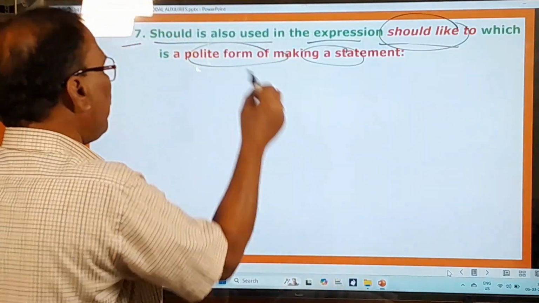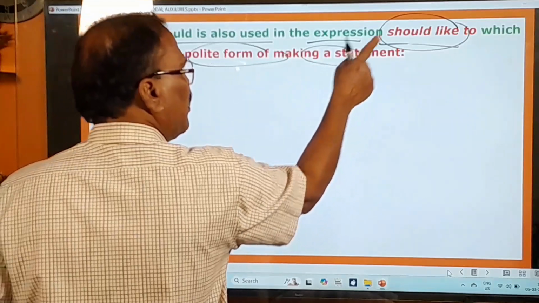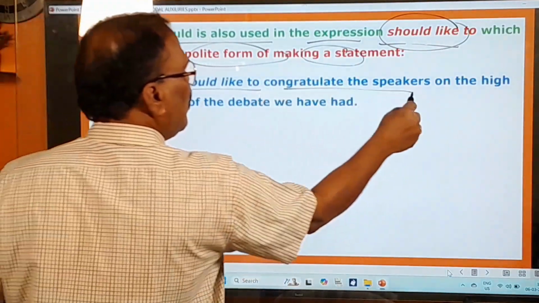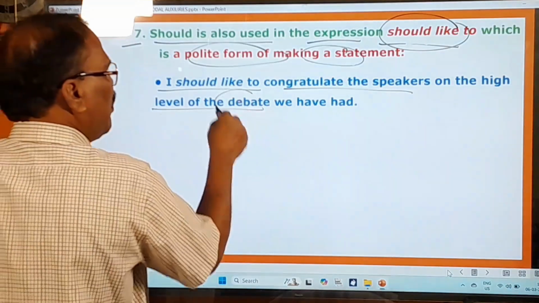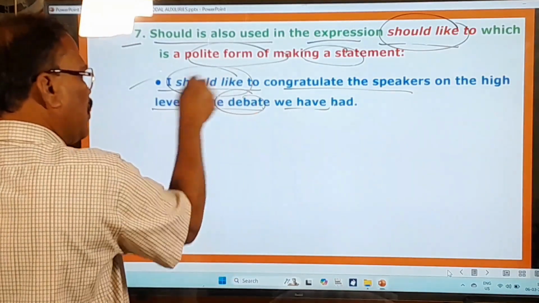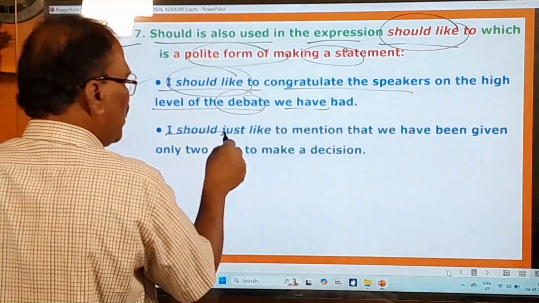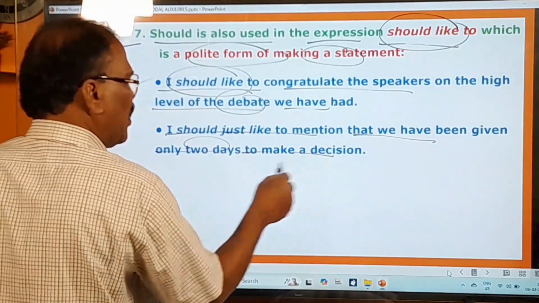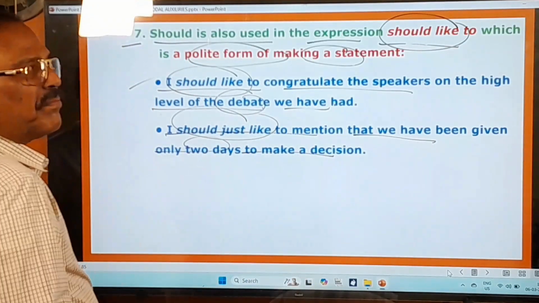So before every polite form of making a statement, you must use that. So here I'm going to give you some examples. I should like to congratulate the speakers on the high levels of the debate we have had. I should like to, right? And here I should just like to mention that we have been given only 2 days to make a decision. I should like to mention.